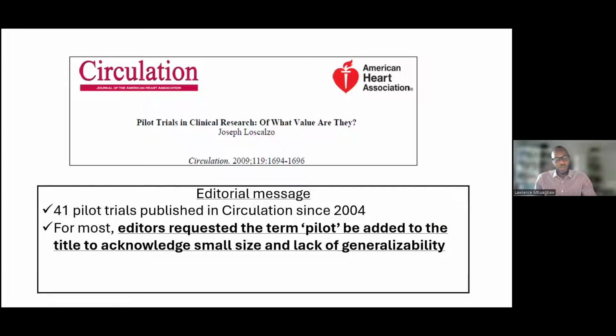Furthermore, we found that among 41 pilot trials published in Circulation, the editors sometimes requested that the authors change the title to pilot simply because the study was small. Again, this is an inappropriate practice, right? Because a pilot study is a unique research entity, and it is not a fallback for when an RCT is too small or when an RCT is not generalizable.